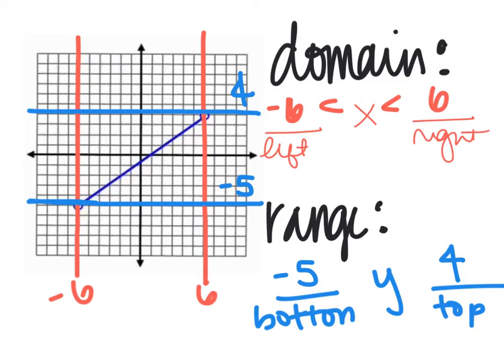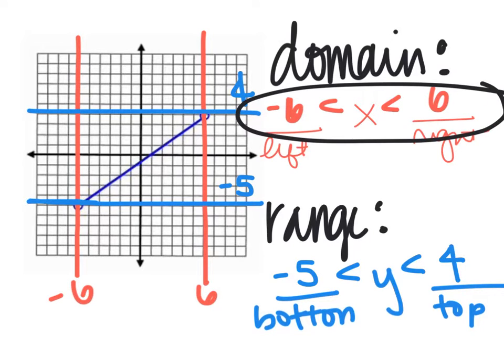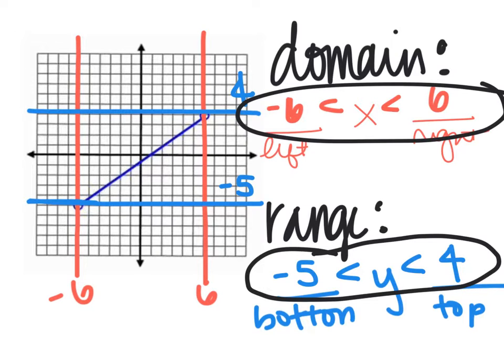At each of those blue lines, there is an open circle, so we're going to use a less than symbol. So my domain would be negative 6 is less than x, which is less than 6, which just means that our graph is between negative 6 and 6. And our range is negative 5 is less than y, which is less than 4, which means our graph is between negative 5 and 4.